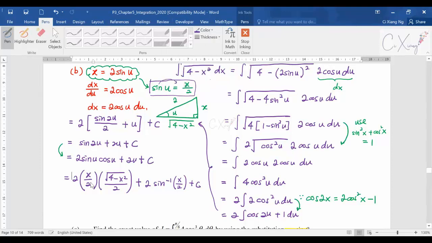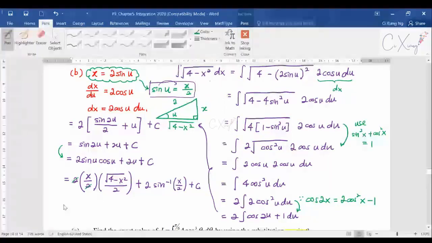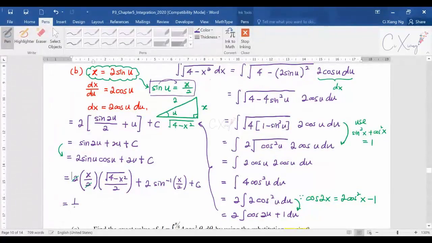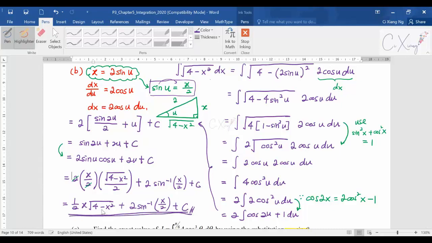And again, if you try to simplify everything, then if you rephrase it, the final answer should look something like this: 1 over 2 x square root 4 minus x squared plus 2 sine inverse x over 2, then plus c. So this is our final answer.